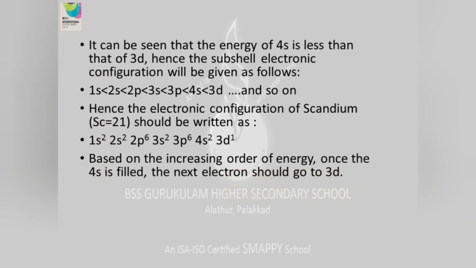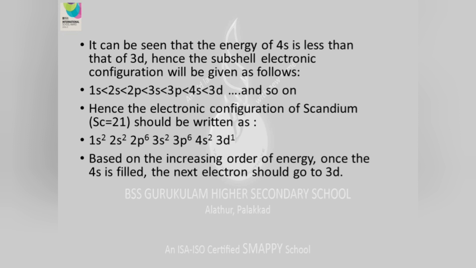So how do we write the subshell electronic configuration? It goes like 1s, 2s, 2p, 3s, 3p, 4s and 3d. That is, the electron first gets added into the 4s subshell and then into the 3d subshell. An example here with scandium, atomic number 21. It is a d block element.